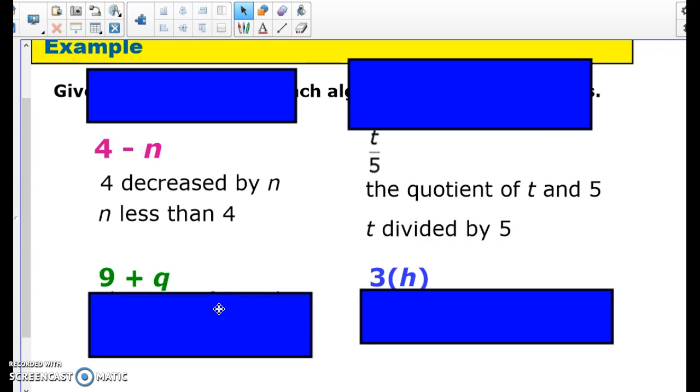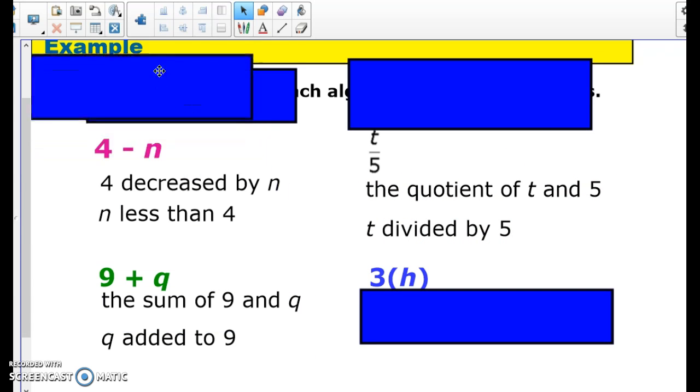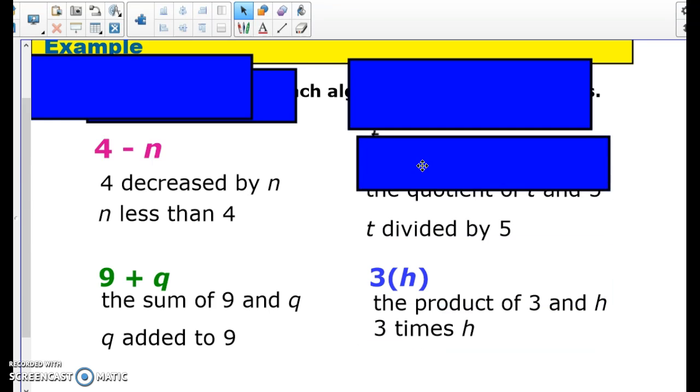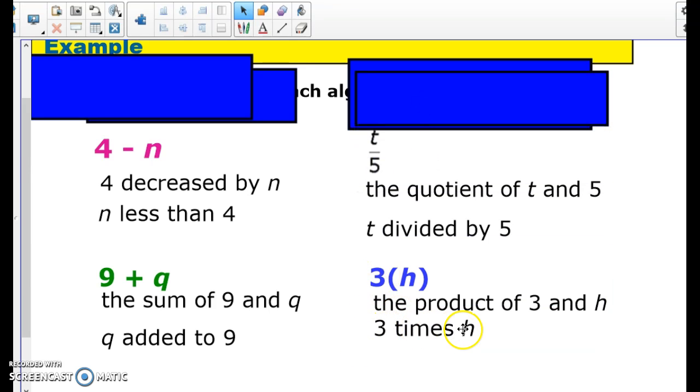This says 9 plus q. Again, you could write just 9 plus q. The book gives the example of the sum of 9 and q, or q added to 9. This says 3 times h. There it is. The book even gives that example of 3 times h. Or they also gave the example of the product of 3 and h.